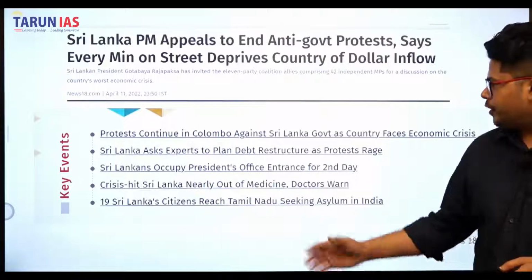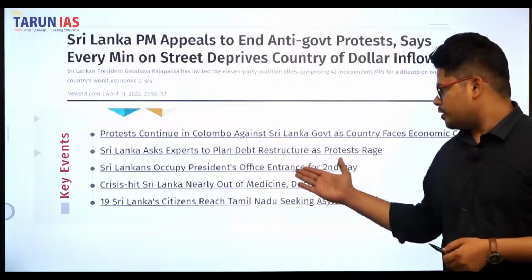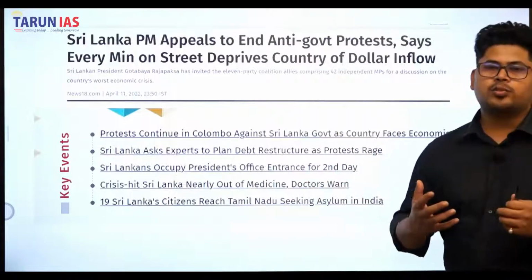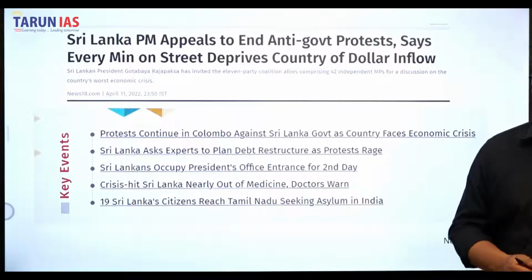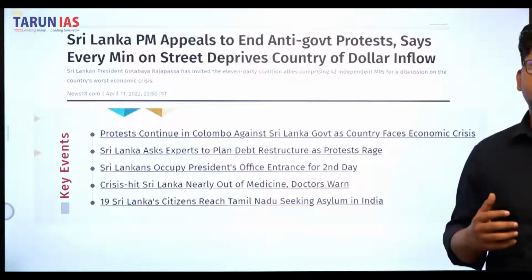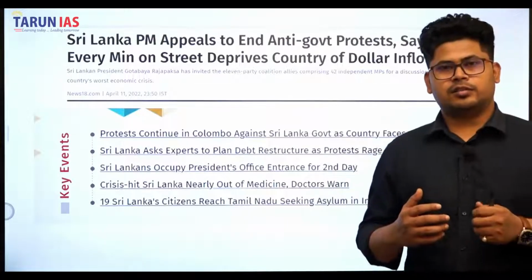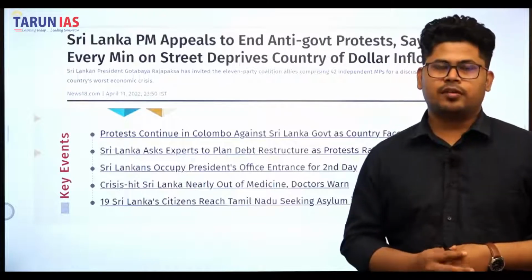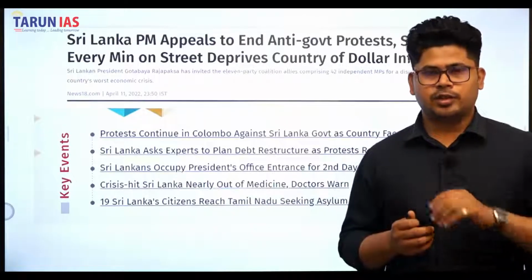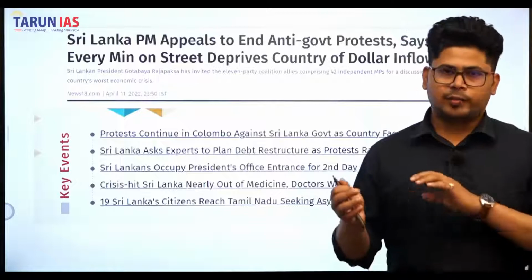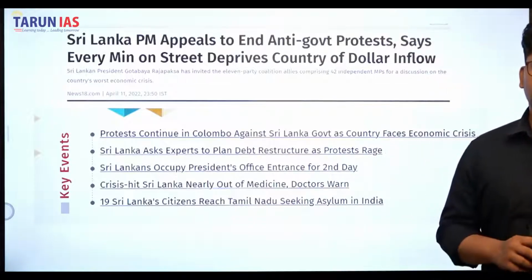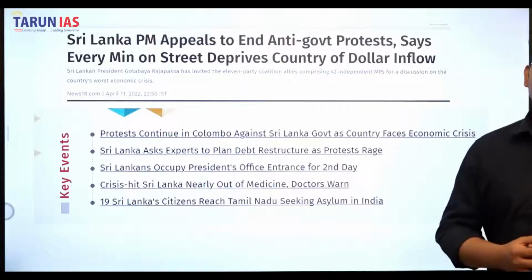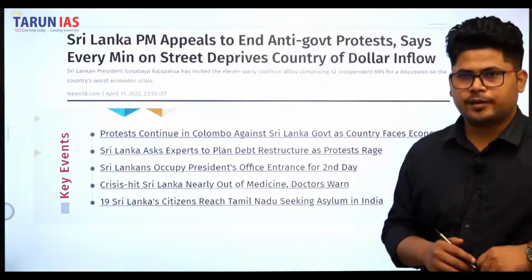The third point that we need to look at is that Sri Lankan protesters have also barged into the president's house in Sri Lanka. India is also facing a refugee crisis situation here, where Tamil families from the northern part of Sri Lanka are coming into India, in Tamil Nadu, and seeking refuge. So it is not only a problem of Sri Lanka, it is also a problem of India.